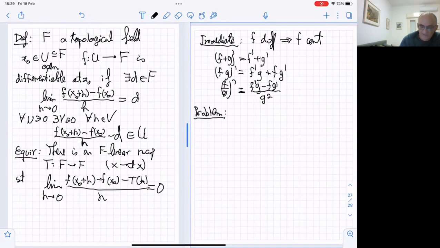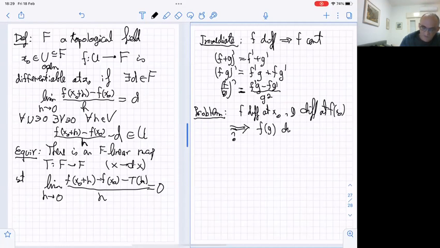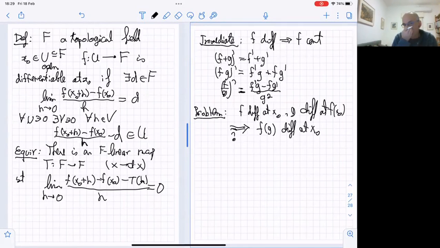So let me write it this way: f differentiable at x naught, g differentiable at f of x naught, does it follow that g of f is differentiable at x naught? I don't know the answer. Actually, embarrassingly, for a while, I was teaching a wrong proof. There is a very elementary proof of the chain rule if you taught calculus. And for 2-3 years I was giving just this elementary proof until someone asked me, why can you divide by 0? And I realized that the proof of the chain rule is a bit tricky.